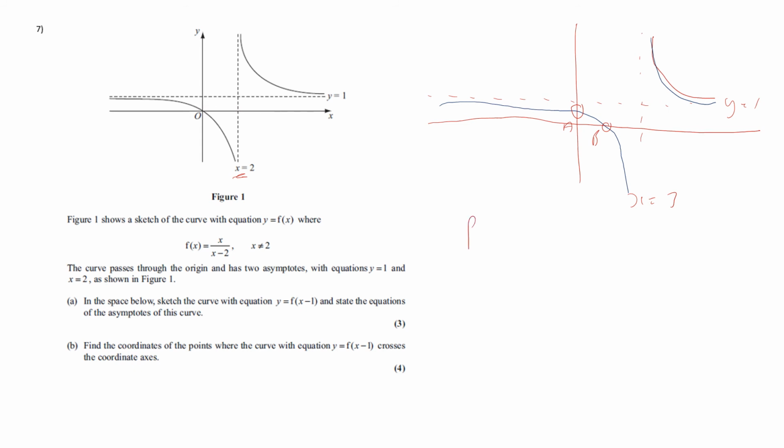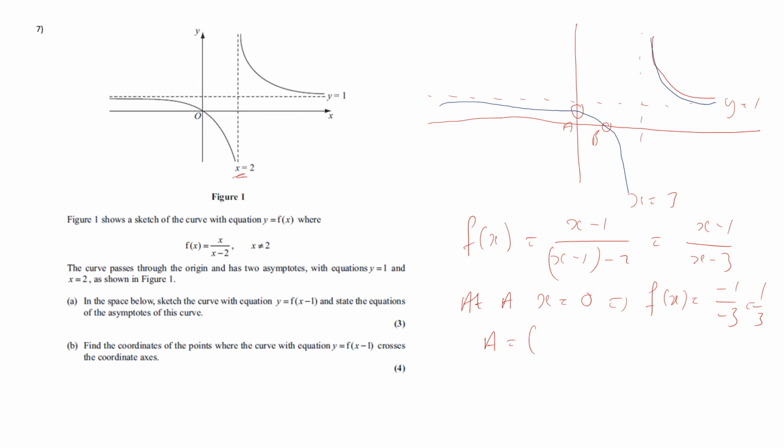Now it's quite useful to find out what our function is. Our function is going to be replacing the x with x minus 1. So it's x minus 1 over x minus 1 minus 2. Just replace the x with x minus 1. So that's x minus 1 over x minus 3, simplifying the denominator there. So at A, the x value is 0, which implies that f of x is equal to minus 1 over minus 3, which is 1/3. So A therefore equals (0, 1/3).